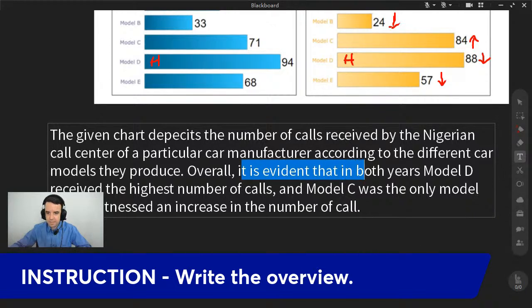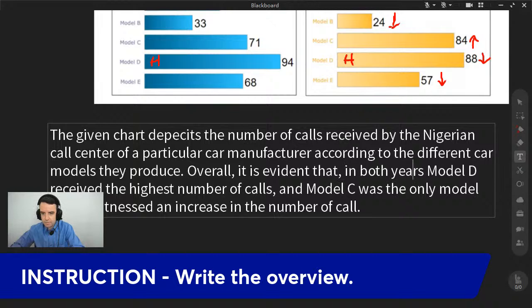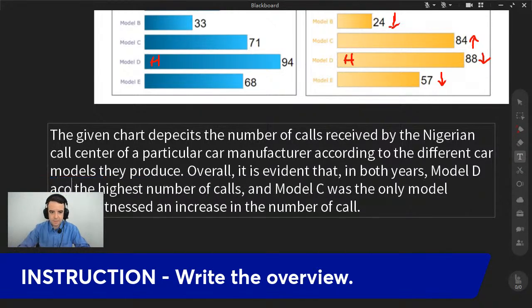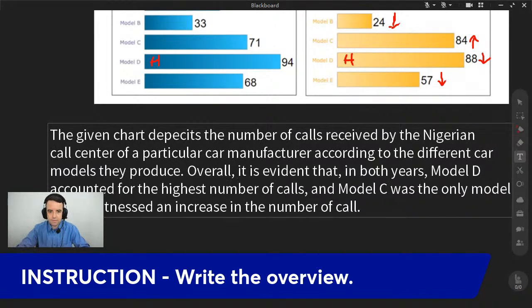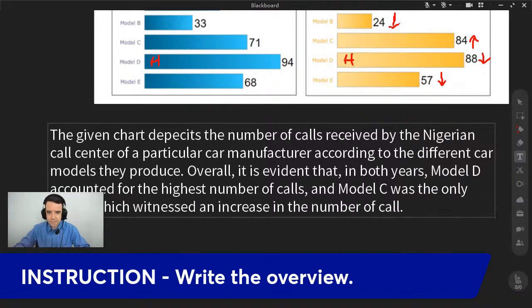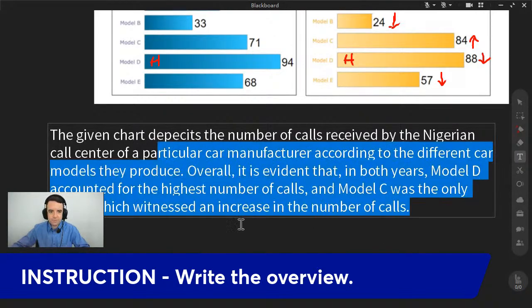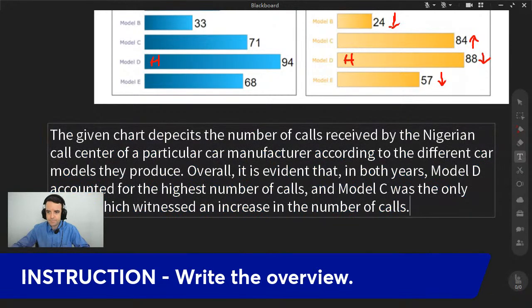Okay, so overall, it is evident that in both years, Model D received the highest. Okay, accounted for. So again, it was the Nigerian call center that received them. So they accounted for means that they were responsible for. Accounted for. Model D accounted for the highest number of calls, and Model C was the only model which witnessed an increase in the number of calls. Okay, so that is our paraphrase and our overview complete.